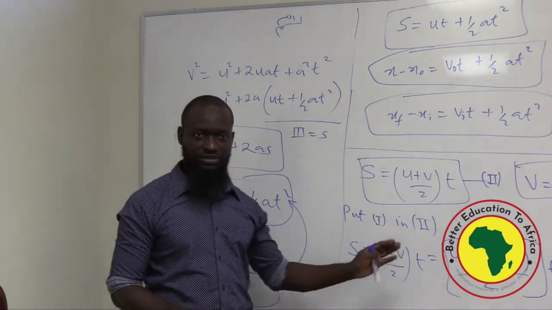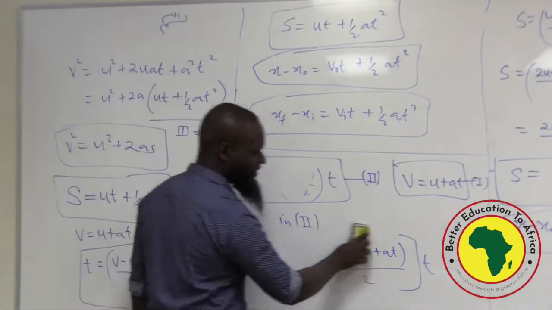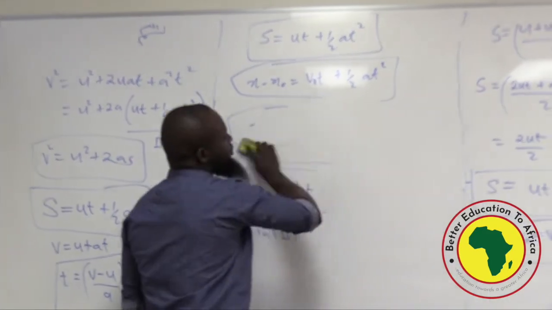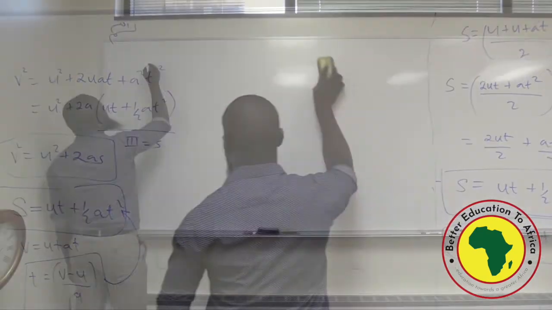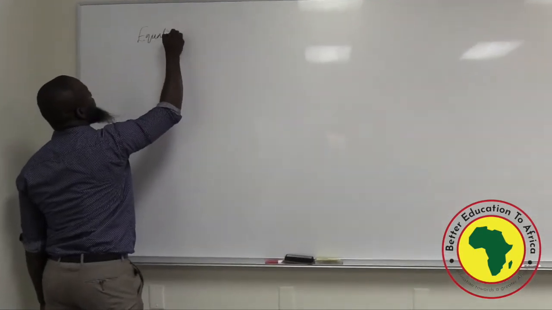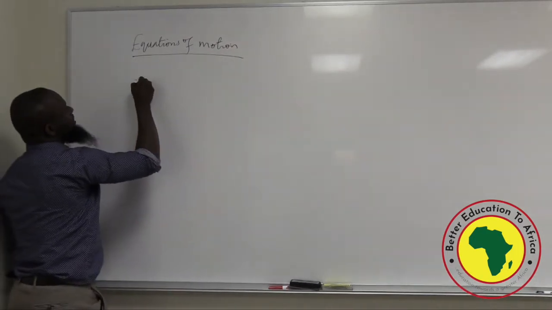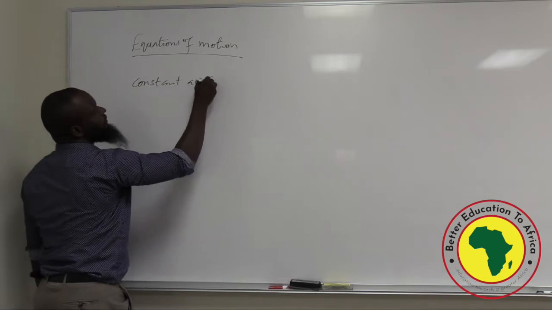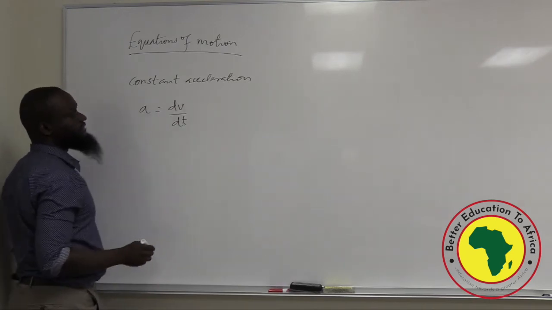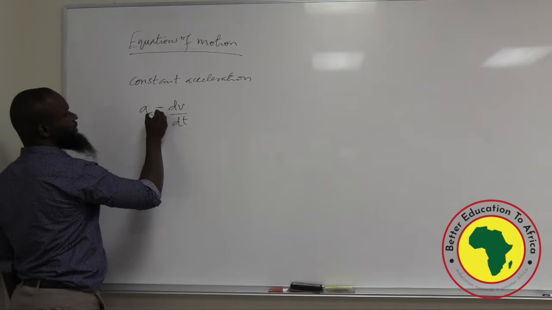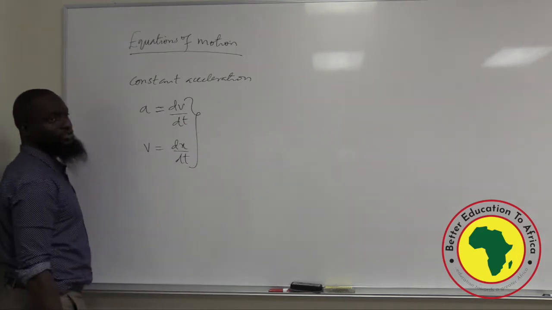Now, I'll do the calculus method of deriving the same equations. It's quite easier if you know calculus, but if you don't know calculus, it might be tough for the first time. But we get used to it as we go along gradually. Now we're discussing the equations of motion using the calculus method. So we remember we have a constant acceleration. I will define acceleration as the change of velocity over the change of time, which is dv/dt in differential notation, and velocity is dx/dt. So these are the two components that we use to produce the equations of motion.